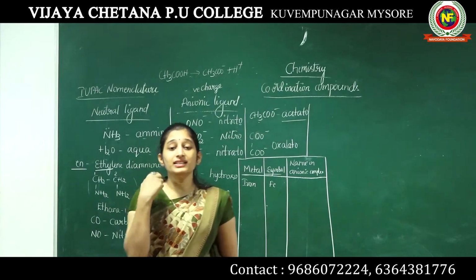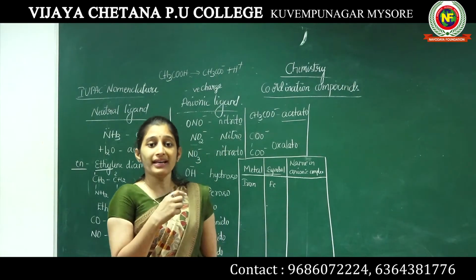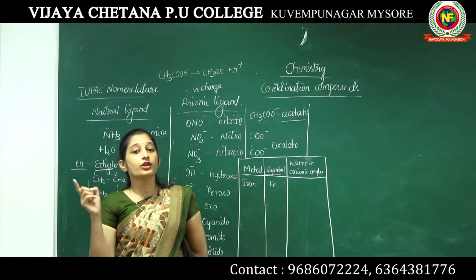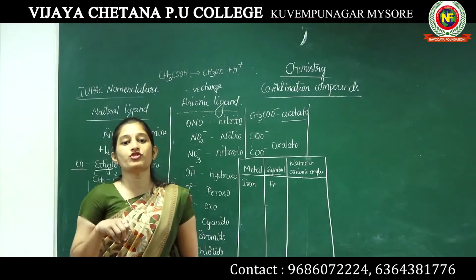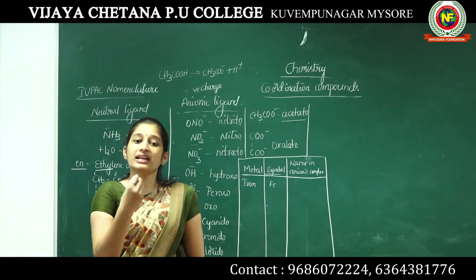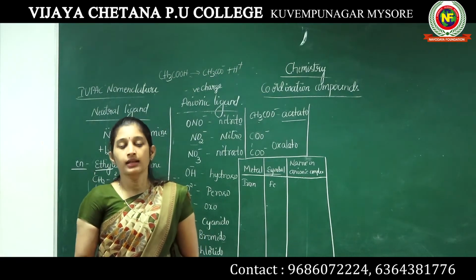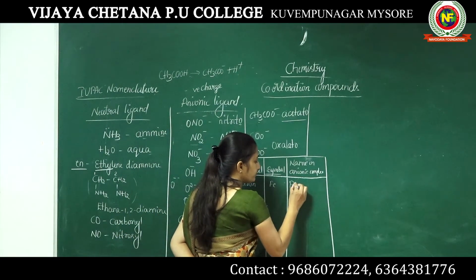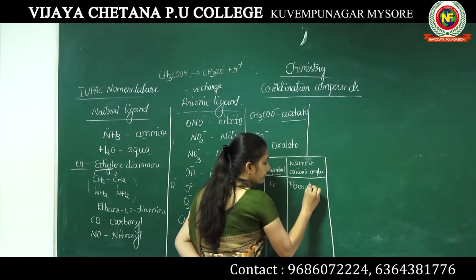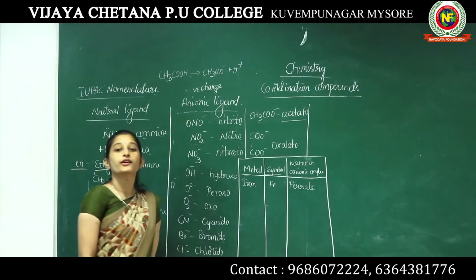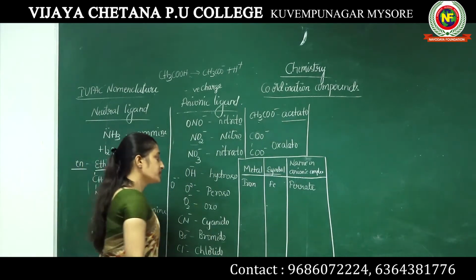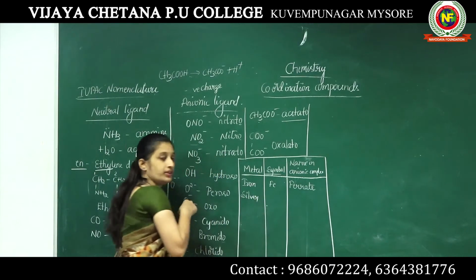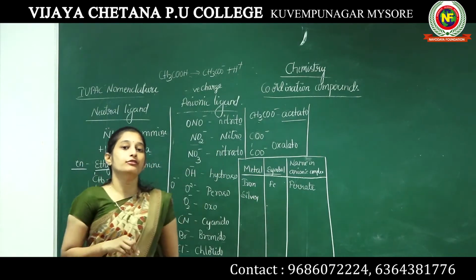But the name of iron in anionic complex. Anionic complex means the complex carrying negative charge. The name we can't use iron as it is. Instead of that, we should use ferrate. Suppose the central metal ion is silver.